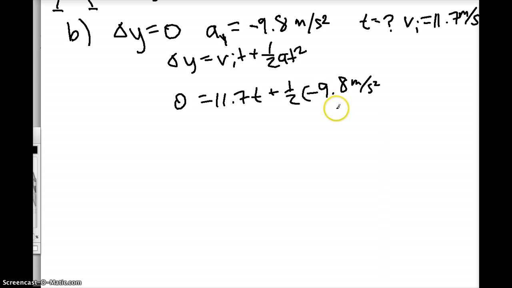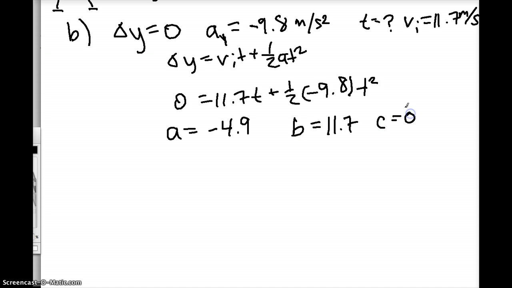I'm going to just leave out the units for now to simplify. So what I'm left with is a quadratic equation where my a is 1/2 of 9.8, which simplifies to 4.9. My b is positive 11.7, and my c is 0. You have options of what you can do here. You can complete the square, you can use the quadratic formula. If you're brave, you can factor. I'm going to use the quadratic formula.